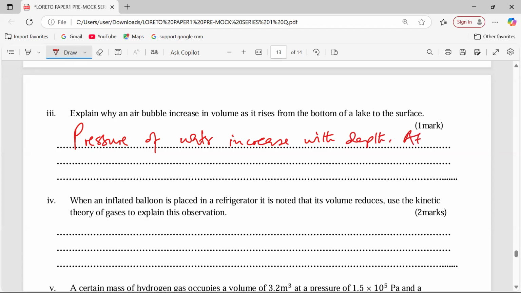So at the bottom, pressure is higher. Hence, the bubble has a small volume. As the bubble comes up to the surface, the column of water in the lake reduces, and so some little pressure of water will be acting on the bubble. And now the air bubble shall be seen becoming greater because it is not being compressed by a big pressure.